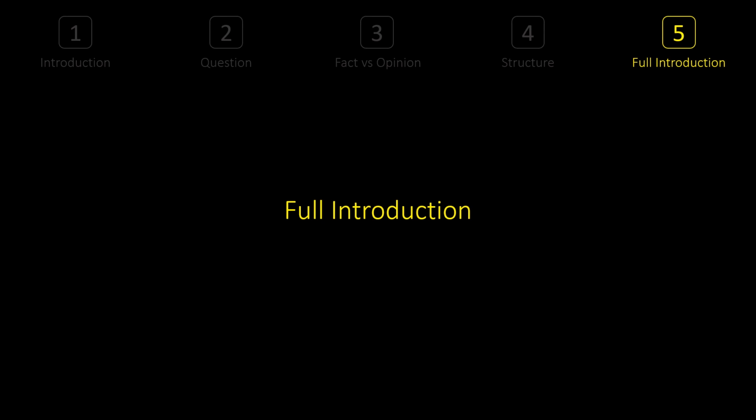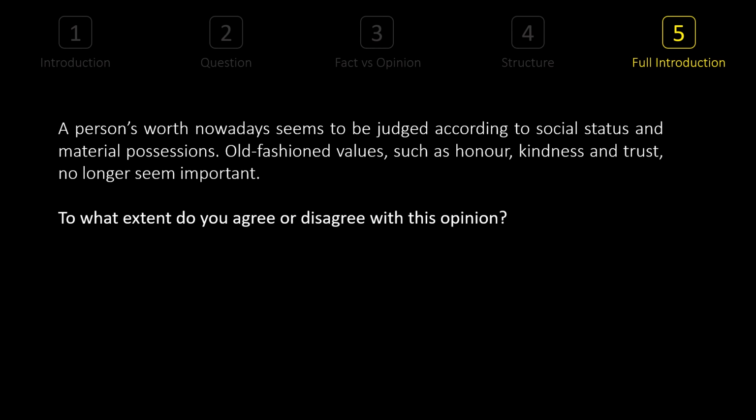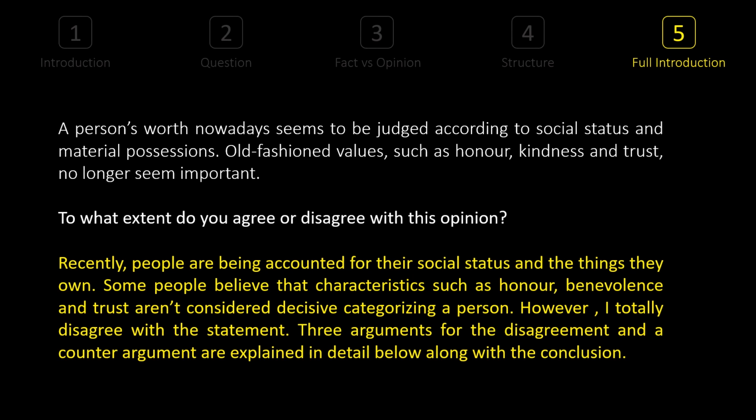Now let's see the full introduction, what we have done so far, so that we get the point clear. This was the question and this is the answer. Recently, people are being accounted for their social status and the things they own. Some people believe that the characteristics such as honor, benevolence, and trust aren't considered decisive in categorizing a person. However, I totally disagree with the statement. 3 arguments for the disagreement and a counter argument are explained in detail along with the conclusion.